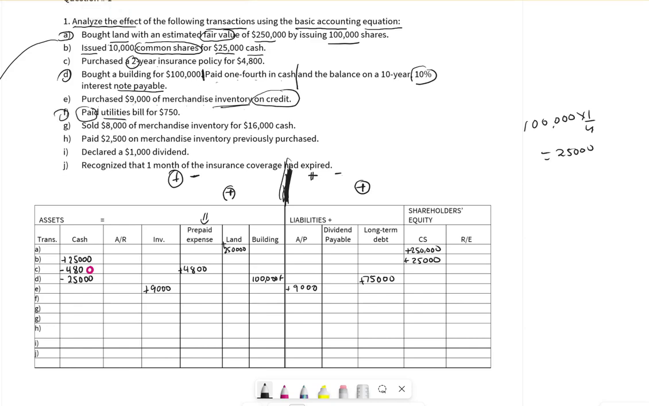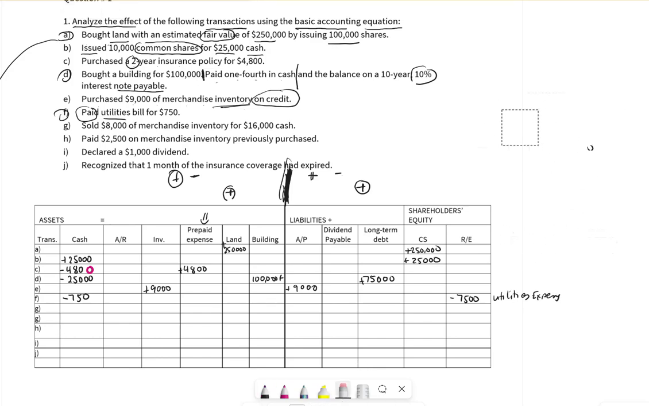We paid a utility bill of 750. Anything to do with revenue and expenses, when you're working with the accounting equation: revenue will increase your retained earnings, expenses will decrease your retained earnings. So we paid 750 for utilities. This will be 750, and at the side you can call it utilities expense, because you need it if you were to do a basic income statement.